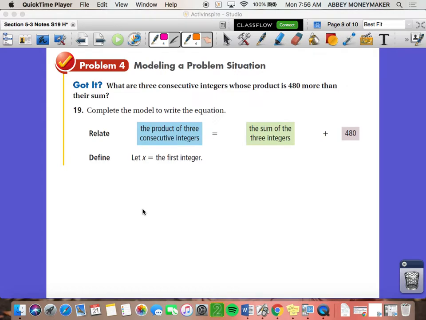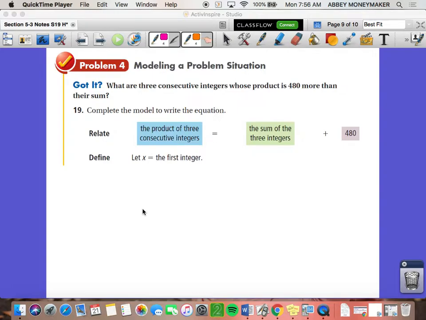All right, with the last video here, we're going to talk about our application piece. So this will tie back into our opening ACT question. On problem number 4, it says, what are 3 consecutive integers whose product is 480 more than their sum? Wow, typical ACT question right here.